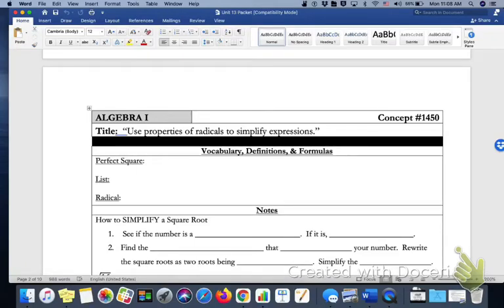Hi, and welcome to Concept 1450. We're going to use properties of radicals to simplify expressions.